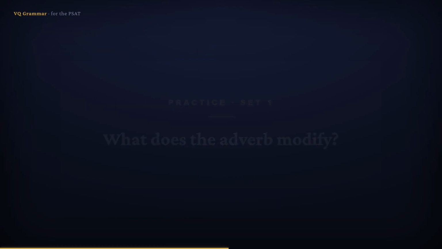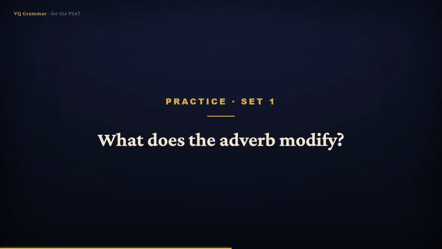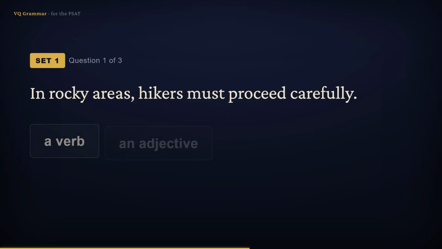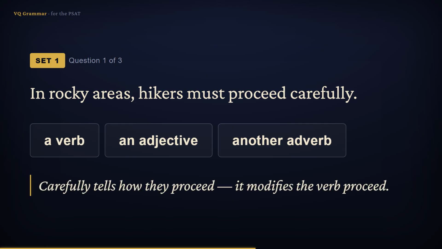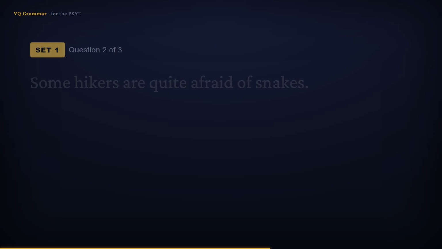Let's try a few. In this first set, I'll give you a sentence and point to one adverb. You decide what it modifies, a verb, an adjective, or another adverb. Ask the four questions, then follow the arrow. Pause and try each one before I answer. In rocky areas, hikers must proceed carefully. The adverb is carefully. Ask the question, proceed how? Carefully. Since it tells how about the action proceed, it points to a verb, so the answer is a verb.